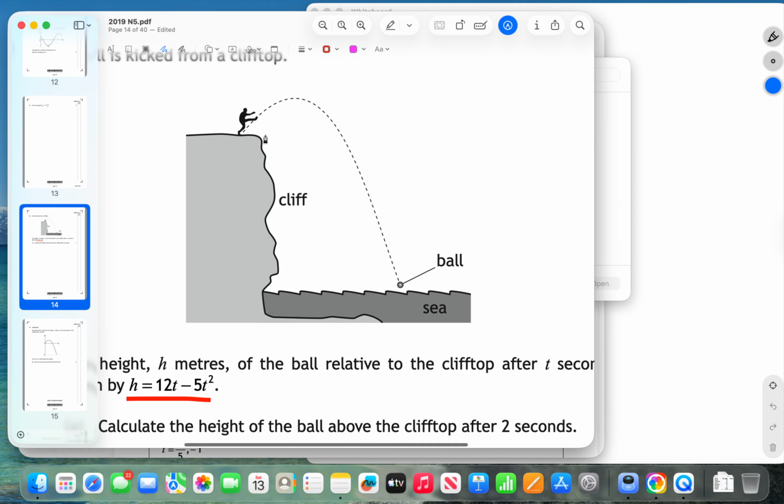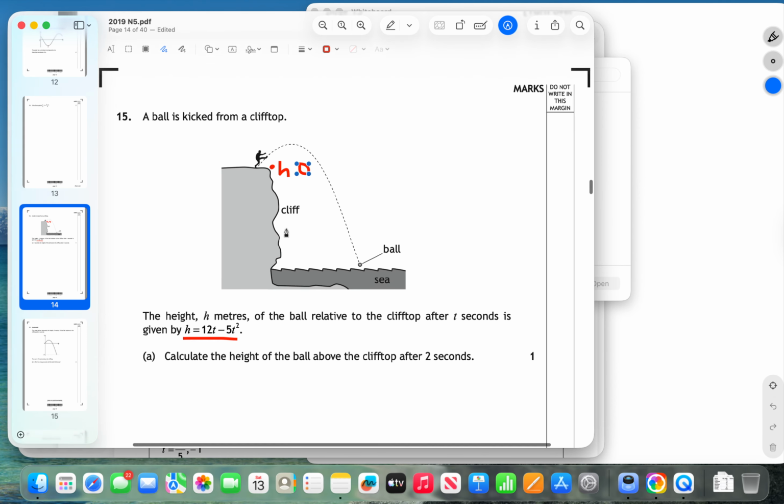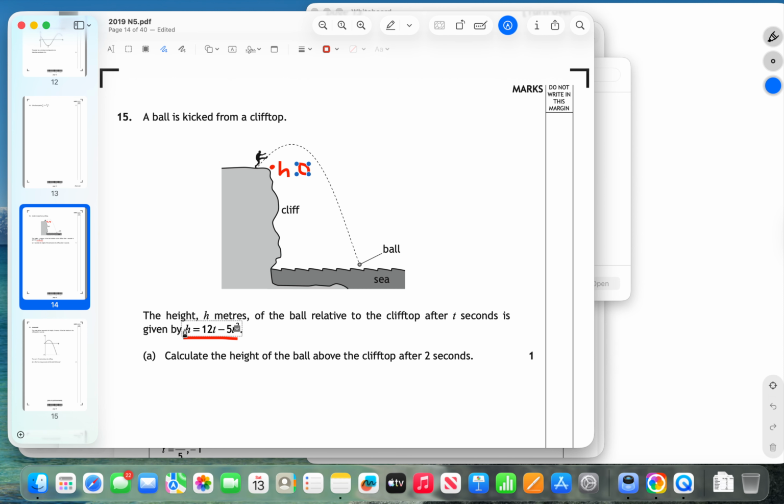So this point is h equals 0. That point is h equals 0. Anything above this is positive, anything below this is negative. It's important that you read the question because many pupils thought that 0 height or the height equals 0 referred to this part, but it's not. So calculate the height of the ball above the cliff top after 2 seconds.